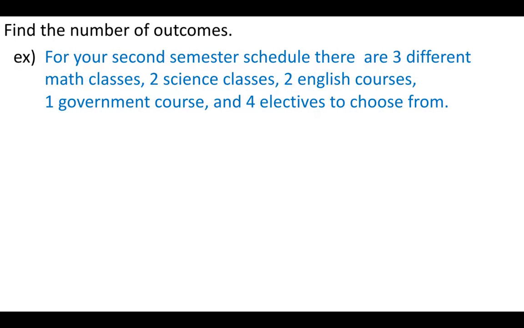All right, and one more here. For your second semester schedule, there are 3 different math classes to choose from, times 2 science classes, times 2 English courses, times 1 government course, so you've got to choose that one, and 4 electives. So we just multiply them all together. Doesn't matter if there's, again, 3 or 5. You do it the same way regardless. And let's see what we'd get. 3 times 2 is 6, times 2 is 12, times 1 is 12, times 4 is 48. 48 different outcomes to choose from for your class schedules.